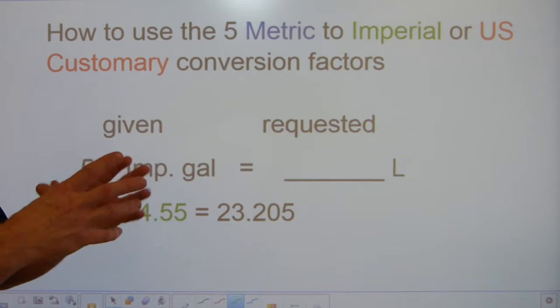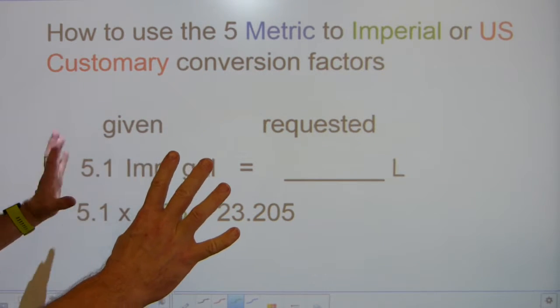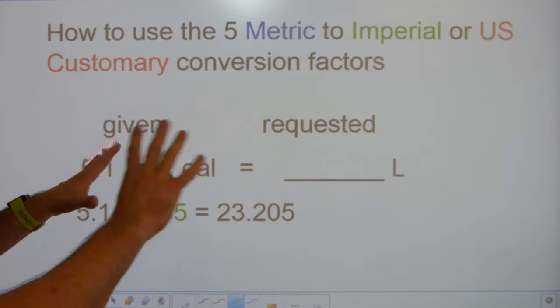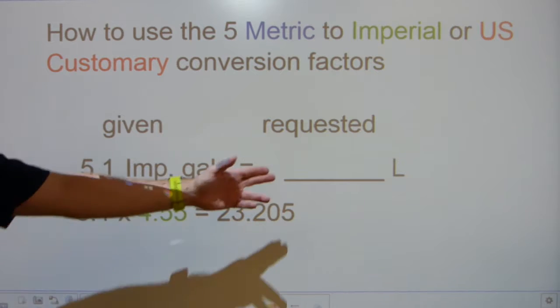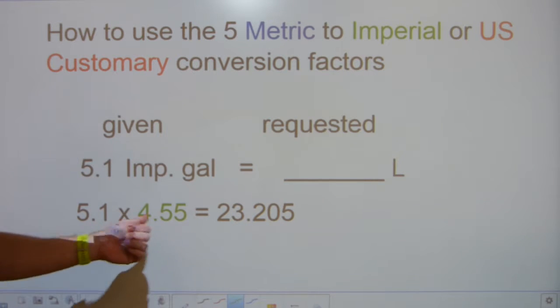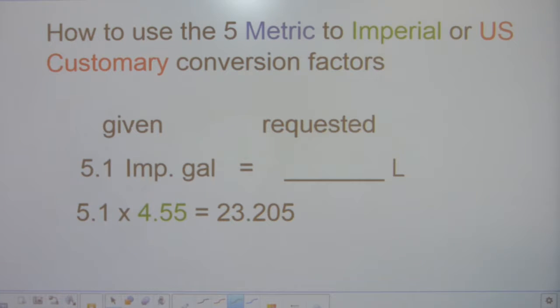Have a reality check on the numbers. 4.5 can be visualized as 4 because it's easy to do math with, and 5.1 can be just 5. 5 times 4 is 20. You need to see at least 20 liters on the answer line, and if you do the decimal numbers accurately, you are going to get on your calculator screen 23.205.